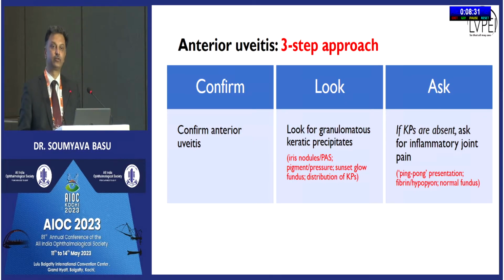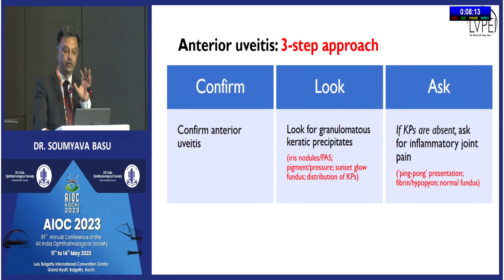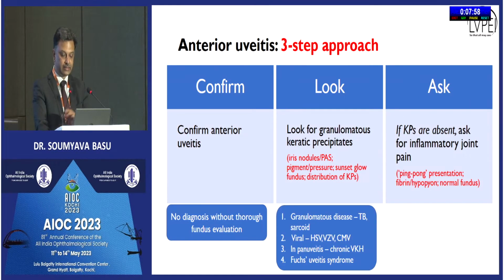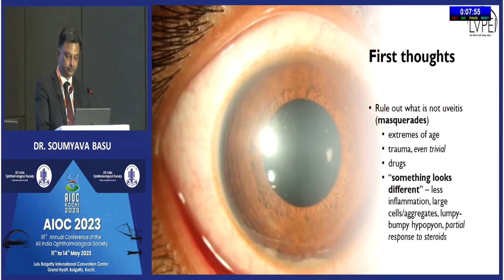The first step is to confirm that you are actually dealing with anterior uveitis. The second is to look for the presence of granulomatous keratic precipitates, and these are the ones that have a volume. They are not just pinpoints on the endothelium, they have a volume. Those are the granulomatous keratic precipitates. And the third one is, if there are no granulomatous keratic precipitates, then ask for a history of inflammatory joint pain. So I'll cover these things in detail as we go forward.